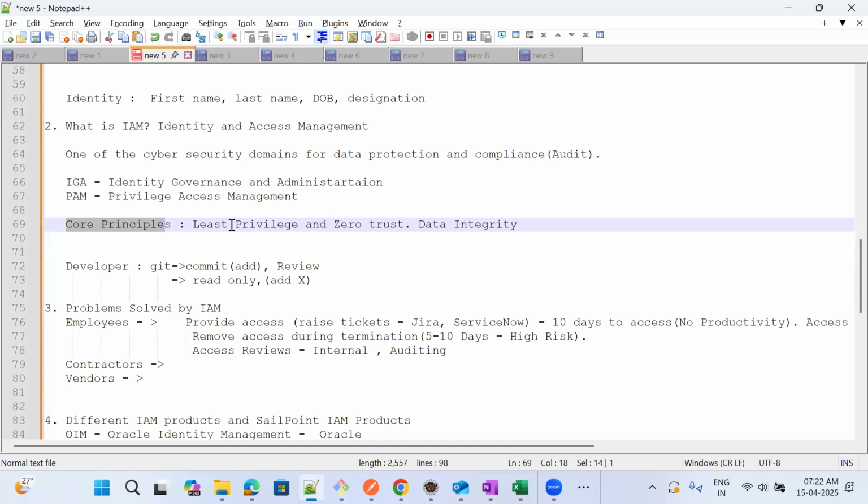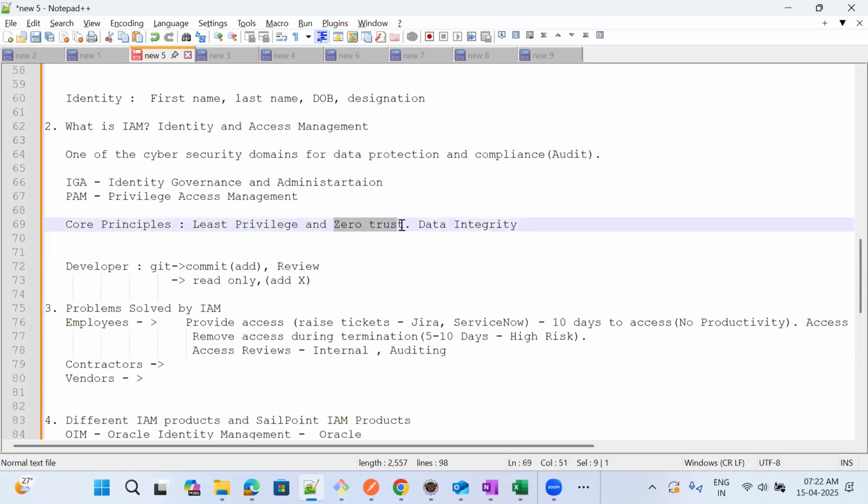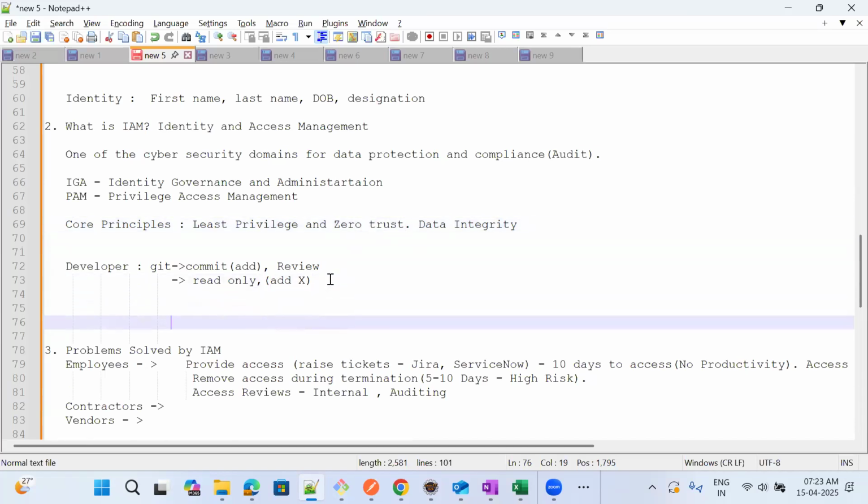Okay, so next to least privilege, we have something called zero trust. Zero trust in the sense, we should not trust anyone blindly. So we always have to follow a certain process, and whatever the process that we are following must be recorded in the system, so that we'll have a proof for each and every action that we have done. So for zero trust, we have something called approvals in place.